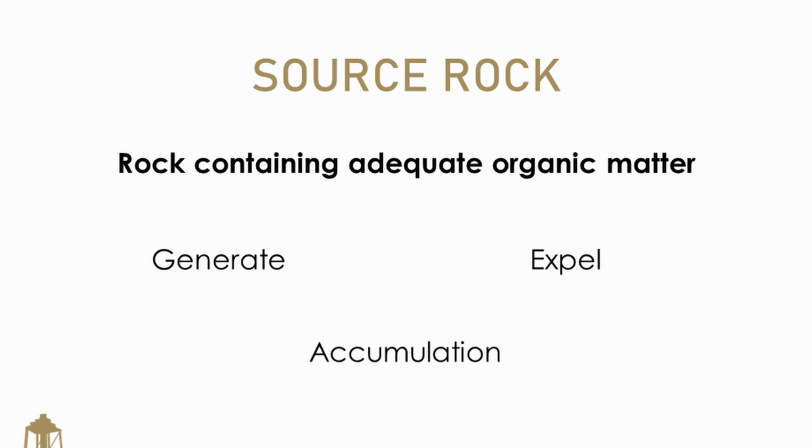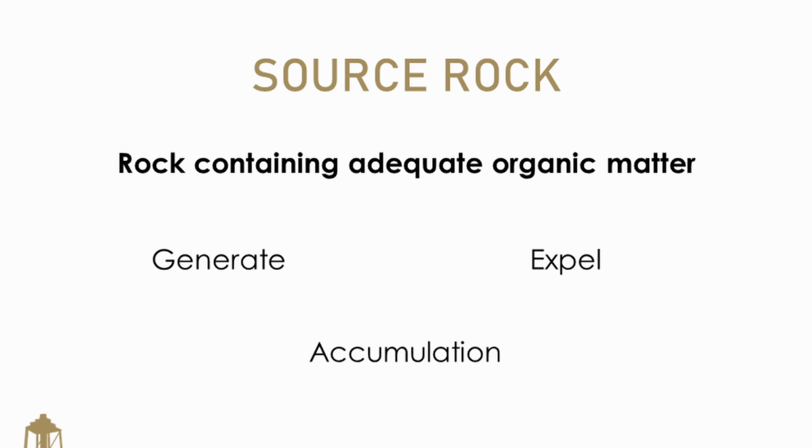Expulsion refers to the release of hydrocarbon from the source rock. This can occur through various mechanisms, including pressure buildup, buoyancy, and the development of fractures or faults. Some expelled hydrocarbons migrate upward and accumulate in reservoir rock, forming economically viable deposits. Others may be lost to the atmosphere or other geological formations.